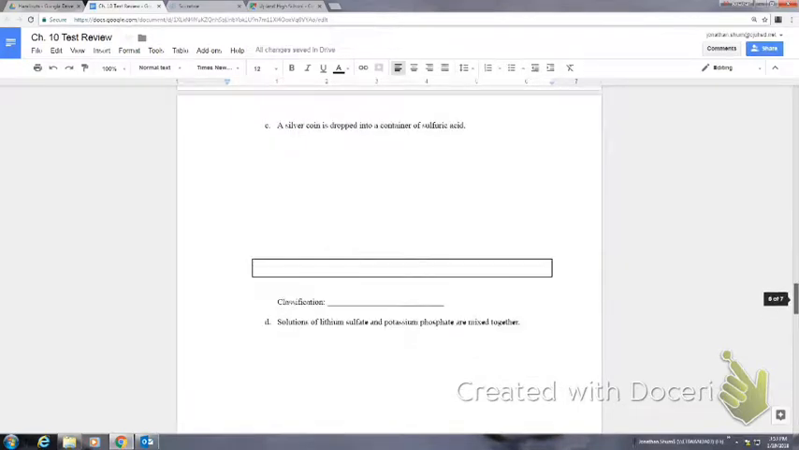Letter C, it says a silver coin is dropped into a container of sulfuric acid. So a silver coin is Ag. Sulfuric acid is actually hydrogen with sulfate. Remember, sulfuric, I-C, replaces ATE. So at one point this was sulfate. Sulfate is SO4 minus 2. The hydrogen is H plus 1. So putting this together, it would be Ag plus H2SO4.